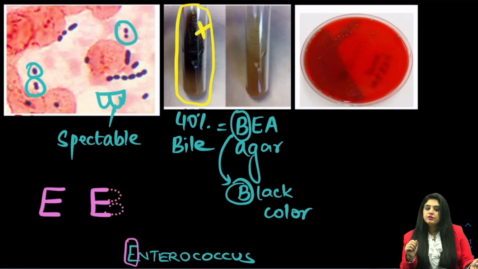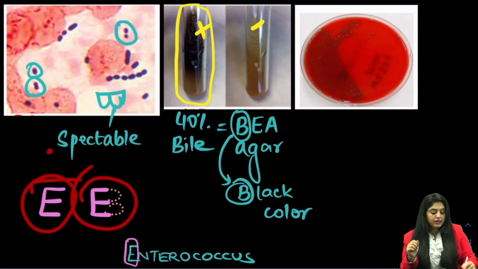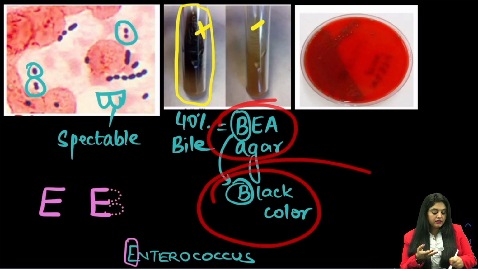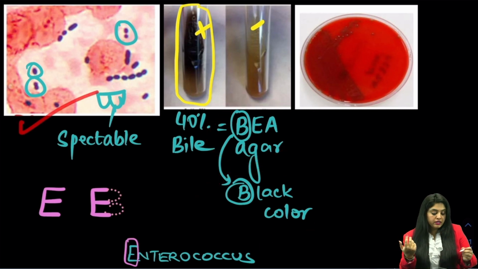Here you get a black color. This means Enterococcus had grown. Here you did not get a black color. This means Enterococcus had not grown. So simple. Enterococcus is going to look like a spectacle. E ka B, spectacle. Bile 40% it can grow. So I used that ability. I used a media called the bile esculin azide agar, and the color that I got was black. So Enterococcus done.